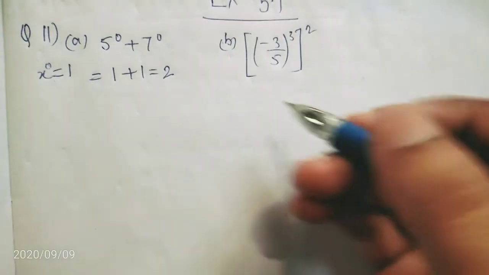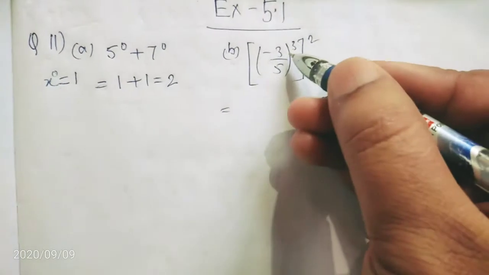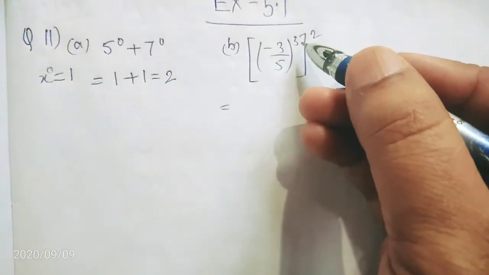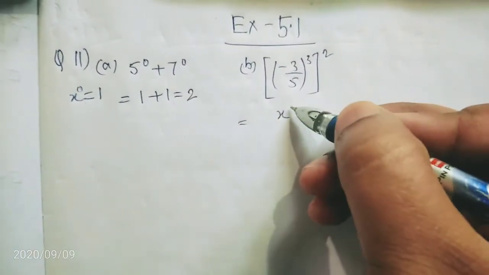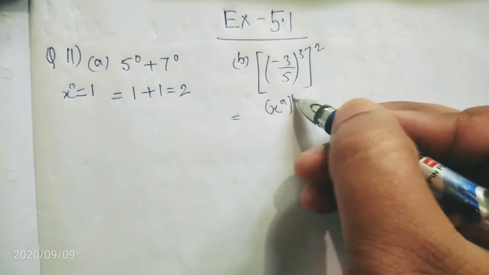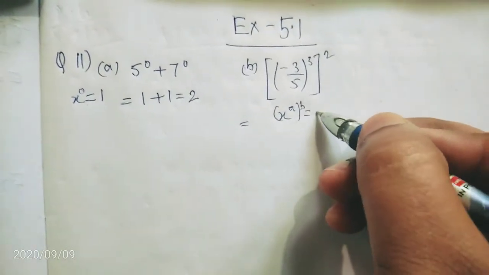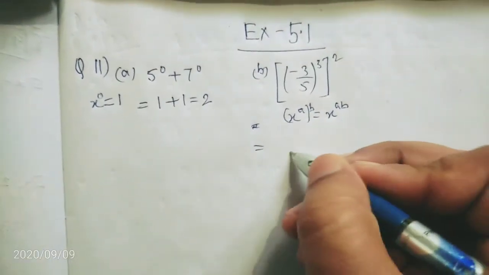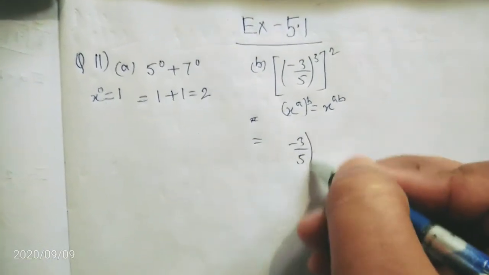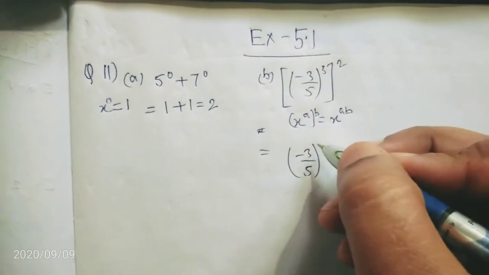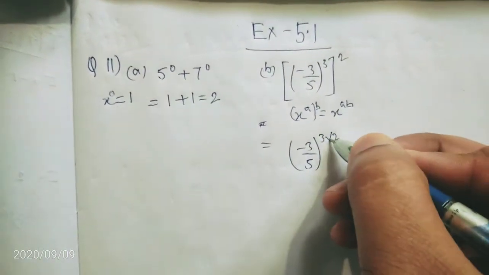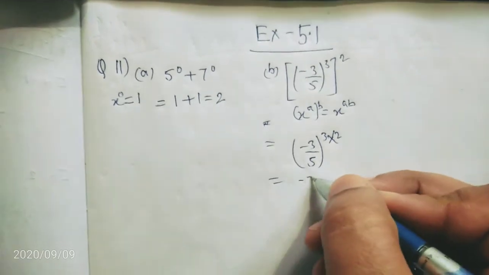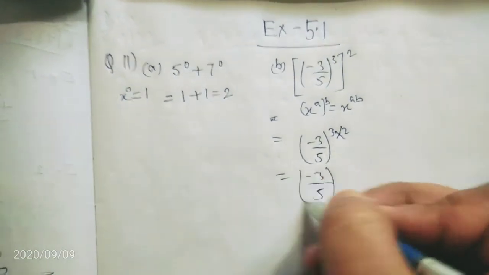In B number you can see these two powers are there. You know the law that when there are two powers then they will be multiplied. So x to the power a into b is what? Like this. So here also you do like this: minus 3 by 5 to the power 3 into 2. 3 into 2 is what? 6. So minus 3 by 5 to the power 6.